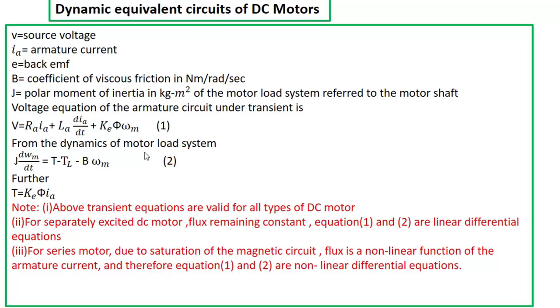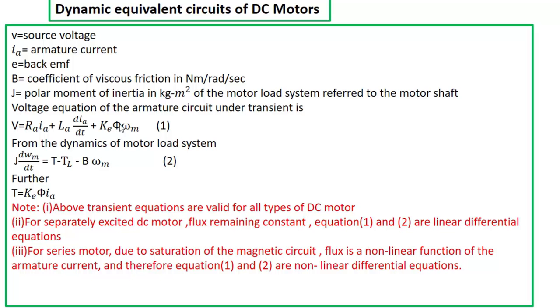Now from the dynamics of the motor load system, as I told you, J d omega m/dt is equal to T minus TL minus B omega m. This term, the viscous frictional torque, I have not considered earlier, but it is to be supplied and it is directly proportional to the speed of the motor. If speed is very high, then this B omega m cannot be ignored. Further, torque is equal to K phi Ia.